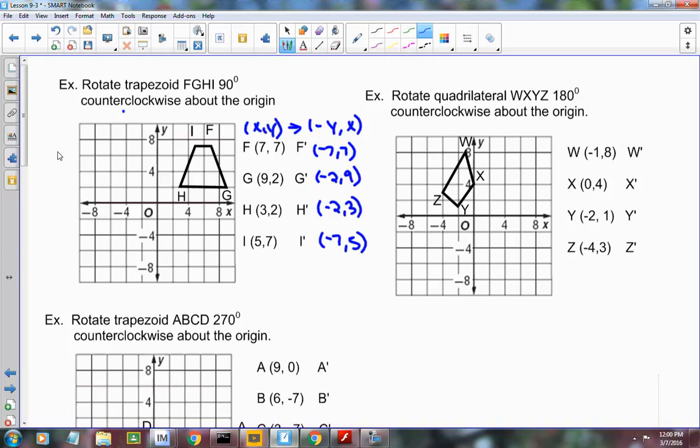So if I graph that, (-7, 7), there is my F prime. My G prime is at (-2, 9). My H prime is at (-2, 3). And my I prime is (-7, 5). Okay, and so then you connect your points.